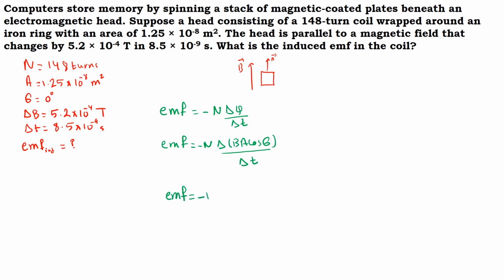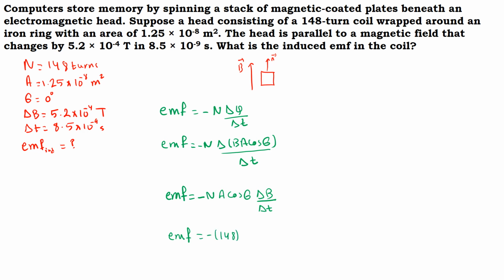Now, again, EMF equals minus N. I will take all the factors that do not change out of the variation factor delta, and I will keep the factor that changes, so that A is constant and the angle is constant. It becomes minus N A cosine theta delta B, which is the factor that was changing, by delta T.